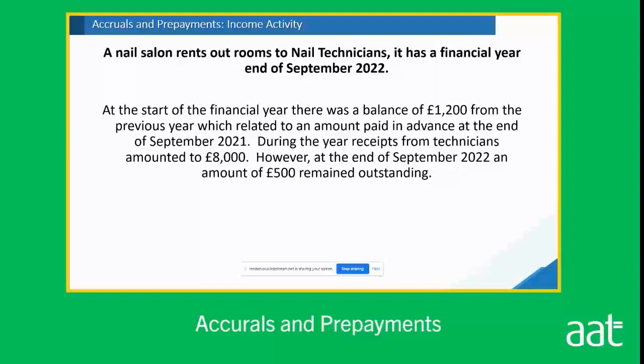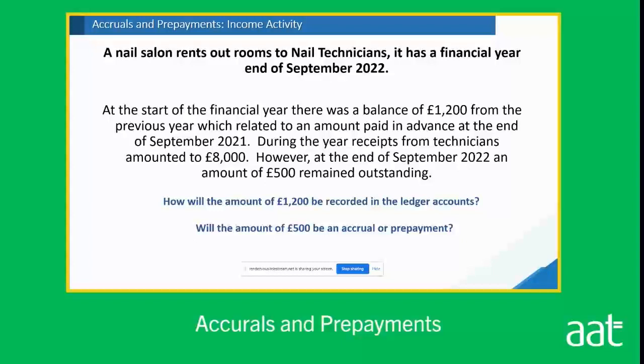So two questions, if I may. Firstly, how will the amount of £1,200 be recorded in the ledger accounts? Do you believe it to be a debit or credit? And will the amount of £500 be an accrual or prepayment? And again, I'll just give you a moment to consider that and send your comments across when you're able.